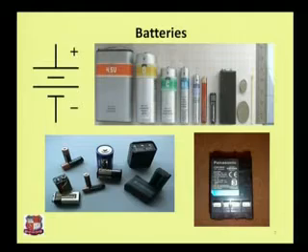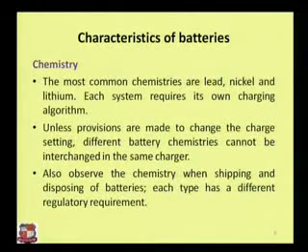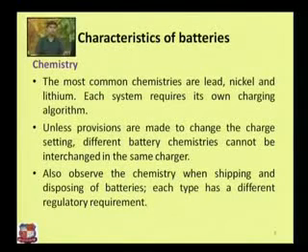So batteries come in all shapes and sizes, right? So how to characterize batteries? When you are going to buy a battery, what should you look at? First of all, the chemistry. The most important or common chemistries are lead, nickel and lithium. Each system requires its own charging algorithm. Unless provisions are made to change the charge setting, different battery chemistries cannot be interchanged in the same charger. Also, while shipping or disposing of batteries, you should look at the chemistry and observe the different regulatory requirements.